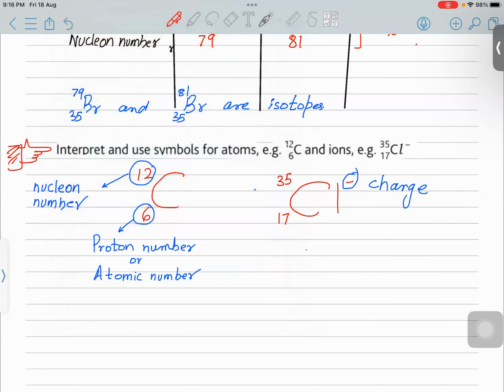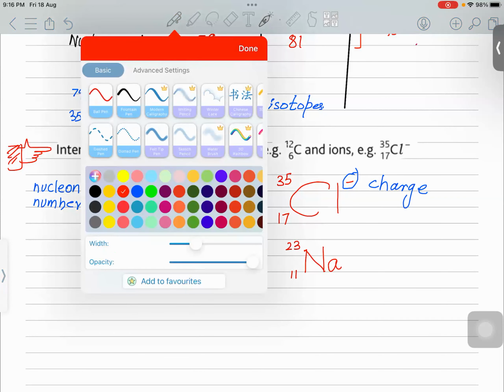It means that there's one more electron. A negative ion, minus one, means one electron is added, right? If you have a 2 minus charge, it means you have added 2 electrons. We have discussed this earlier, right? Yes, sir. Okay.